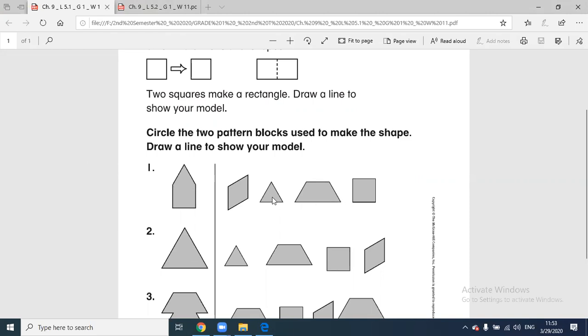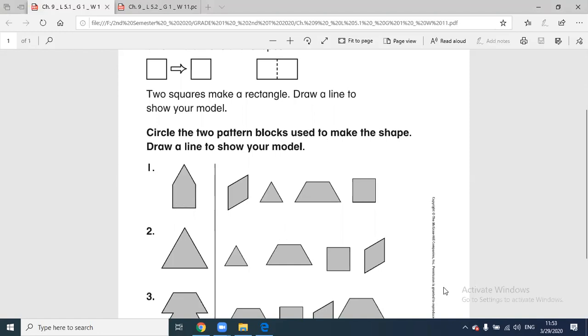This worksheet will be available in your WhatsApp group and is already available on the school website. There are two sheets we'll study today. The first one here: circle the two petal blocks used to make the shape. I have the shape. Which of these shapes do we use to form this shape?